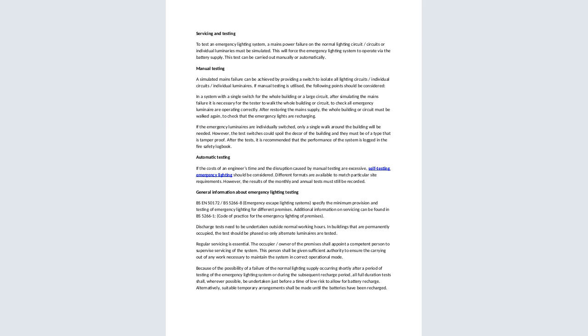The occupier or owner of the premises shall appoint a competent person to supervise servicing of the system. This person shall be given sufficient authority to ensure the carrying out of any work necessary to maintain the system in correct operation mode, because of the possibility of failure of the normal lighting supply occurring shortly after the period of testing of the emergency lighting system or during the subsequent recharge period. So those are some of the key points to note.